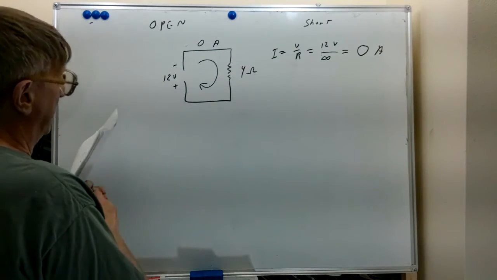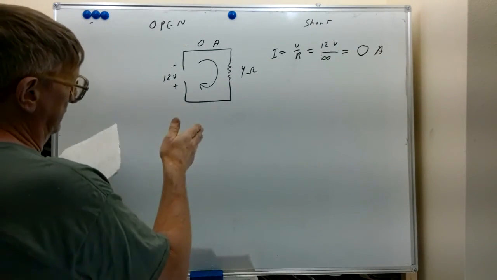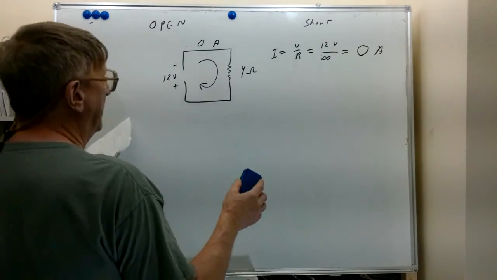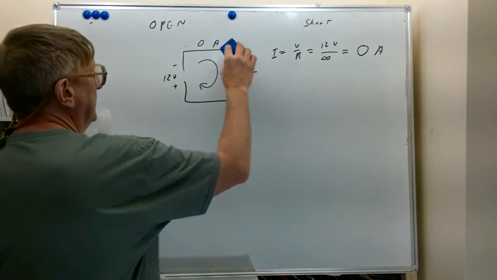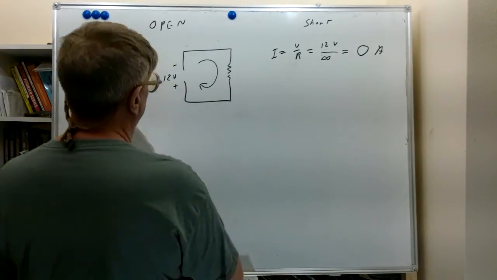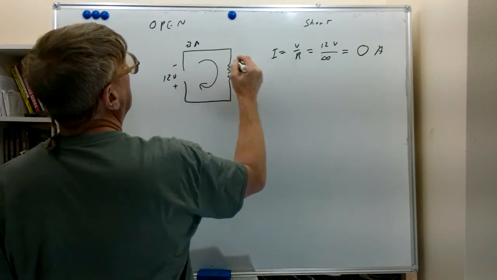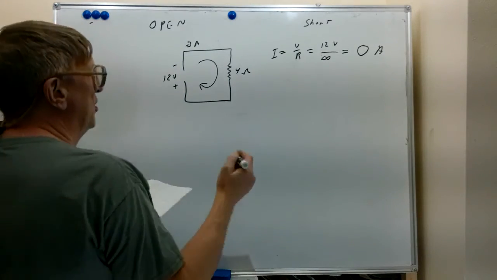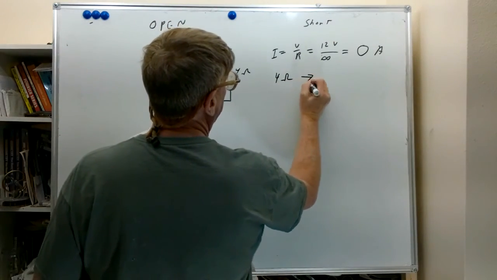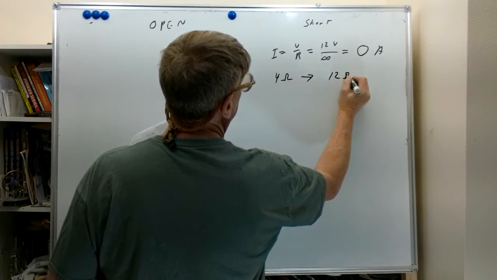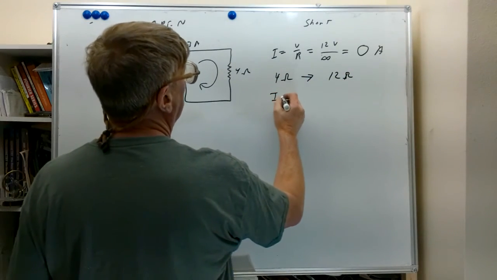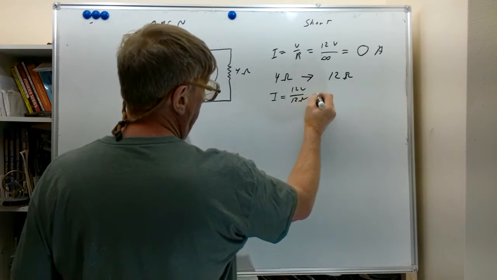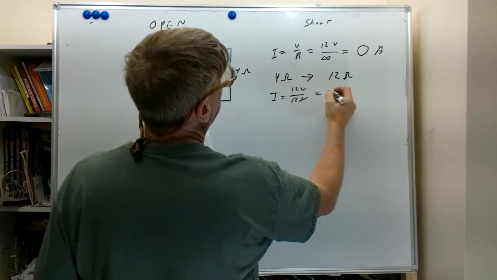Another kind of failure: a resistor not only can go open, it can go to a higher value too. We'll go back to our original 4 ohms, 3 amps. Suppose that resistor over time went from 4 ohms to 12 ohms. Now our current is 12 volts divided by 12 ohms, and we end up with, instead of the 3 amps we originally have, 1 amp.